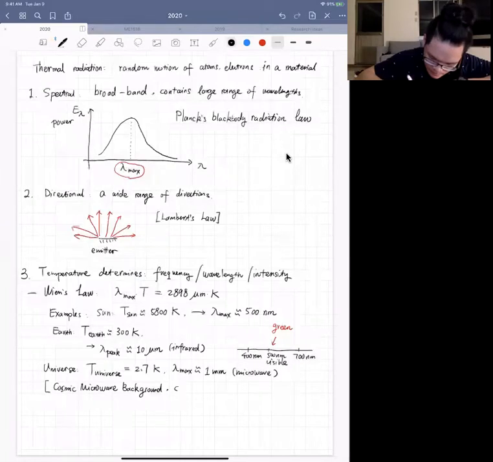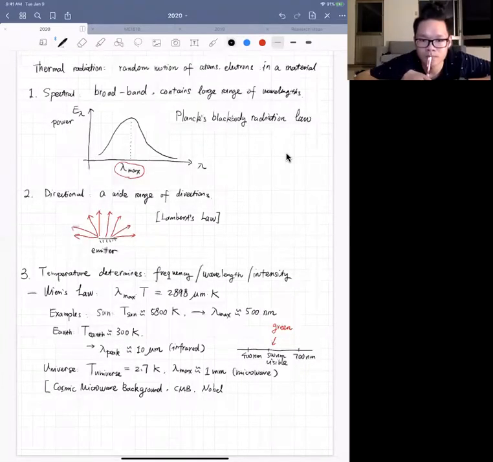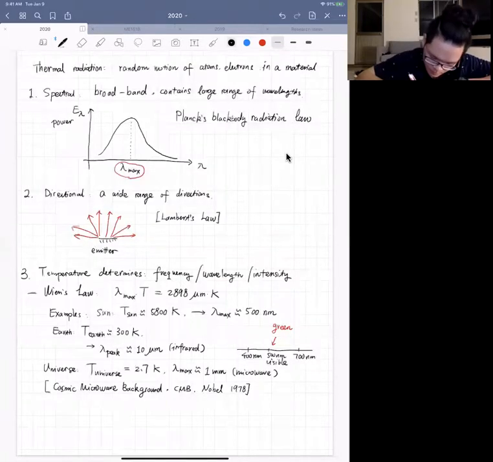or CMB. And people got the Nobel Prize in physics, 1978, for discovering this. You can actually pick up this cosmic microwave background just using an antenna, because it's in the microwave range. Okay, so this is the first law we want to discuss. Very simple, but very important to understand many things.